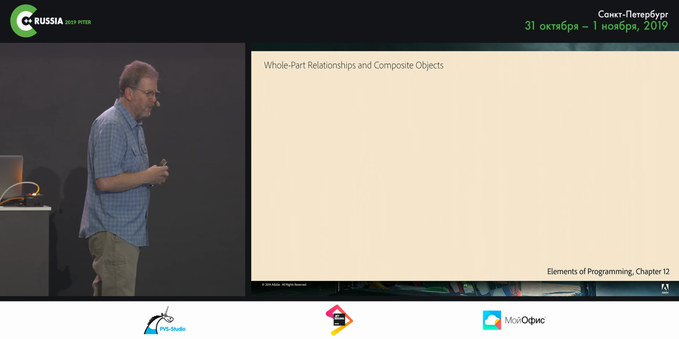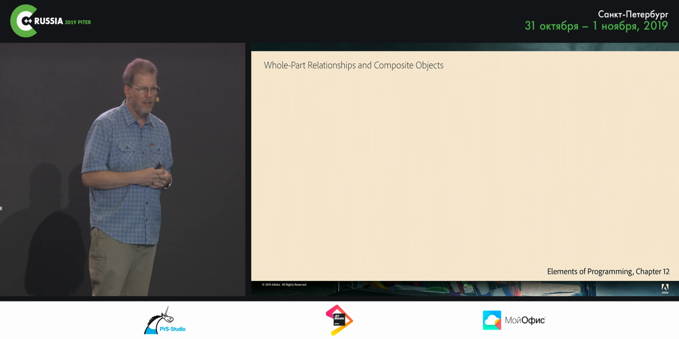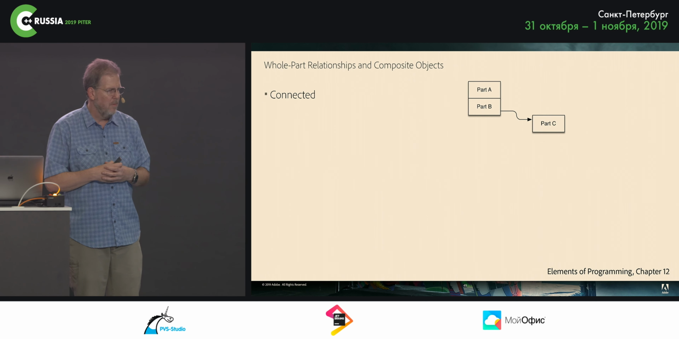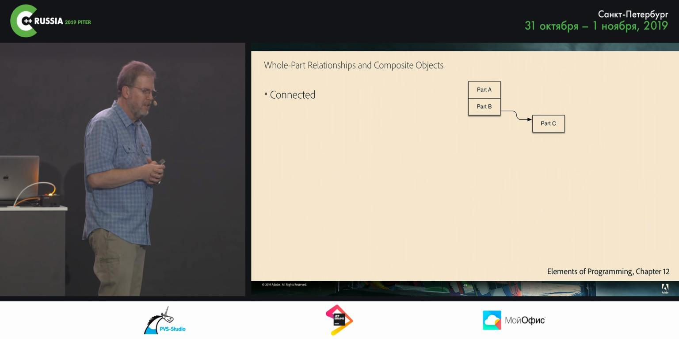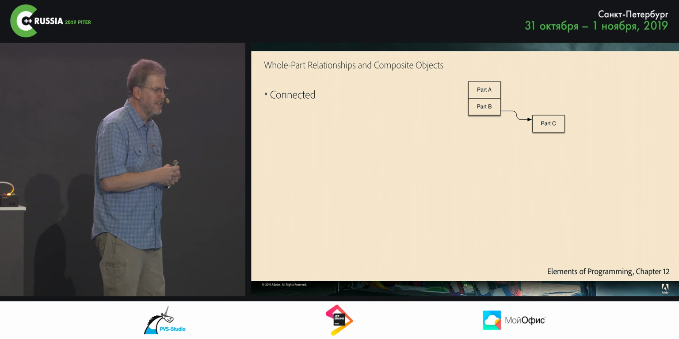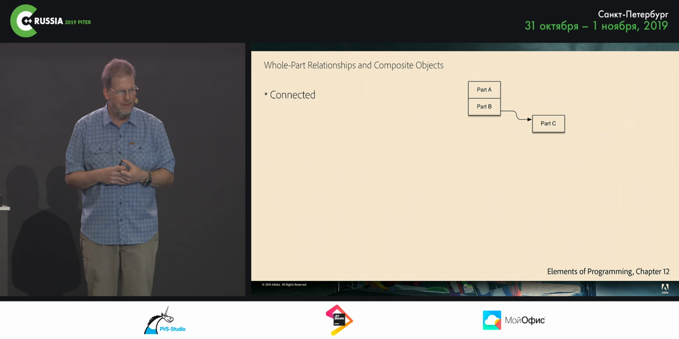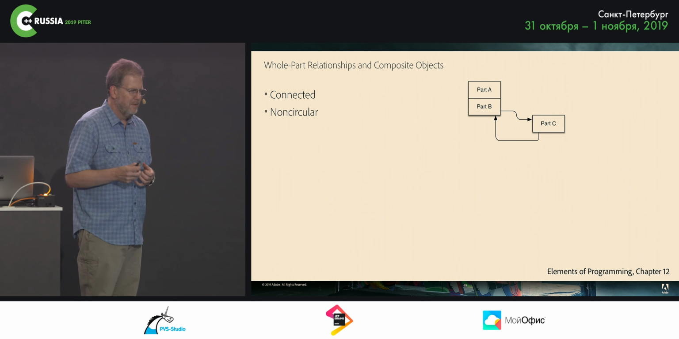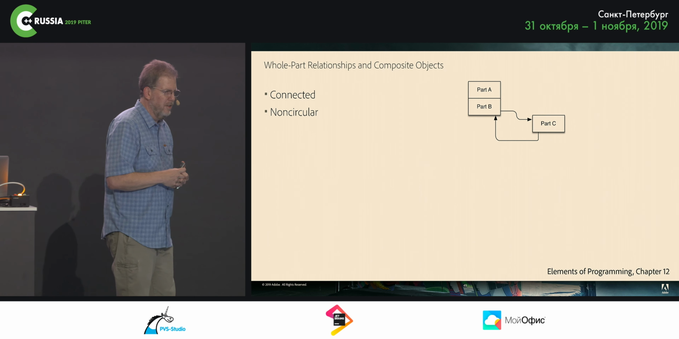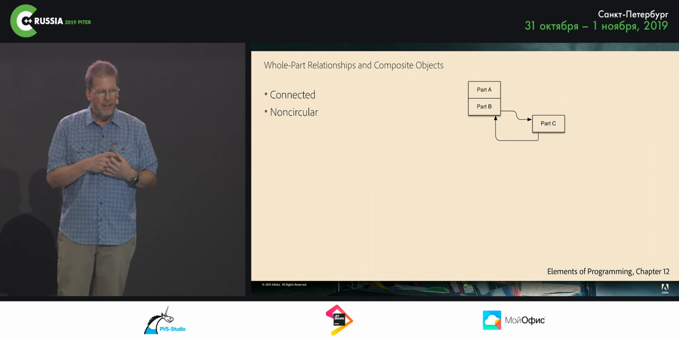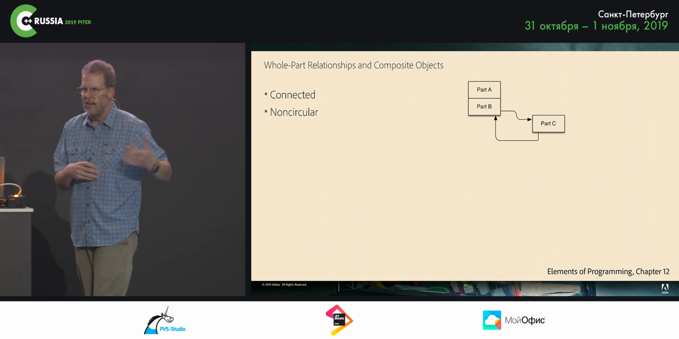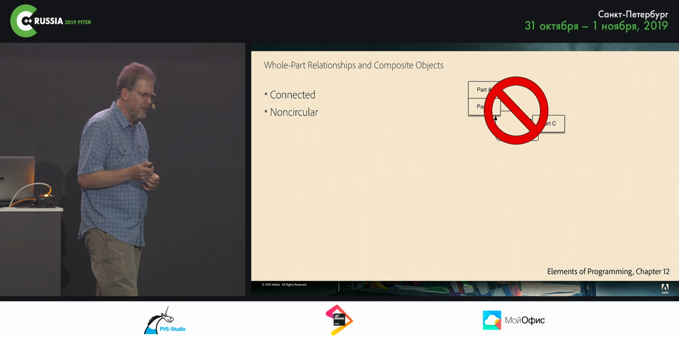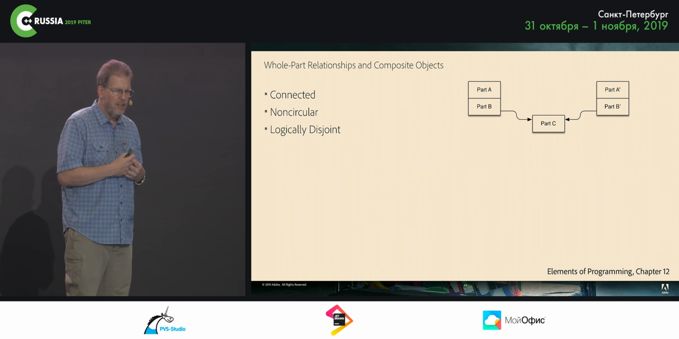So there's one more relationship I want to talk about that's very important, and this is the whole part relationship. This is important when it comes to reasoning about our code. The whole part relationship is a special relationship that allows us to build composite objects and treat them as if they were just a single object. So the whole part relationship says that our objects must be connected, that the connection cannot be circular, right? We can't have B be part of C and C also be part of B. So non-circular. It has to be logically disjoint.